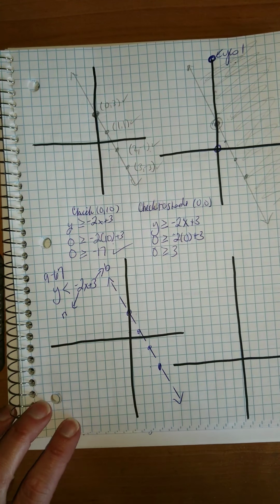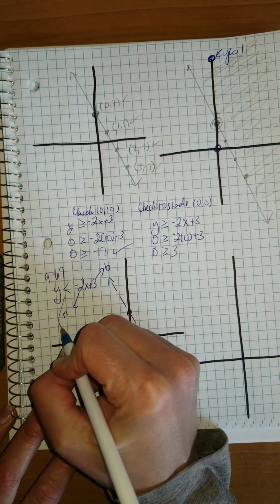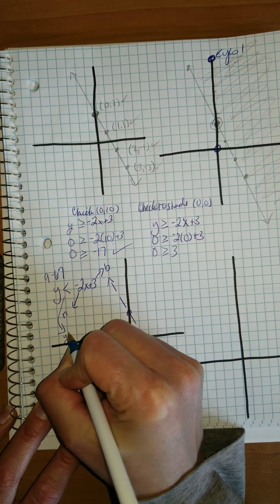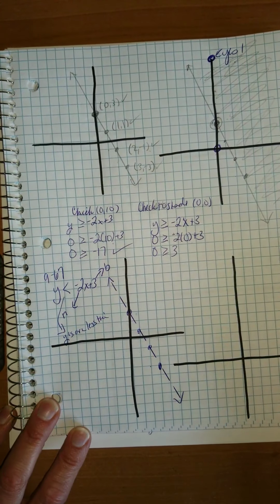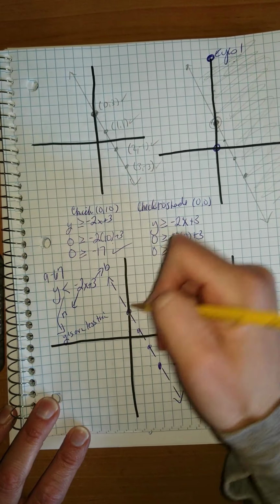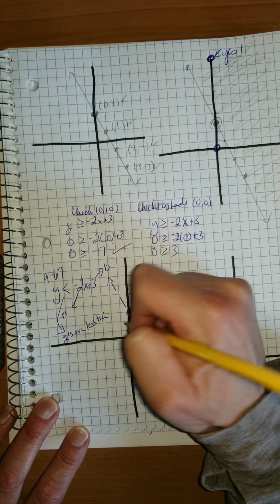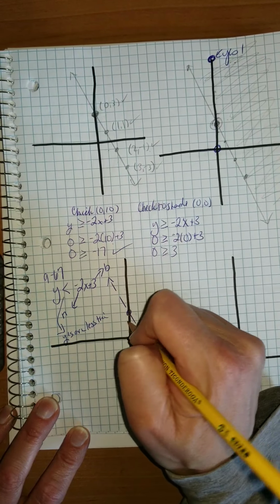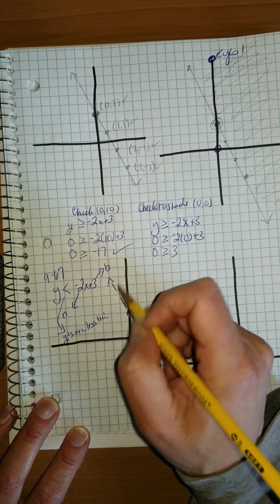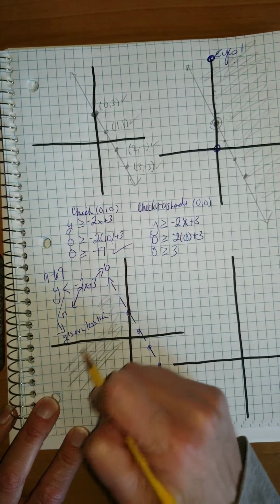And then the final thing is, we are going to shade. So you have two options. If you want to do it my way, it's the shorter way, I think. Your y's are less than. So I think to myself, there are some above, there's some below. Which ones are less than? The ones above or below? Below. They're less than. So if this one's a solution, the whole side is a solution.